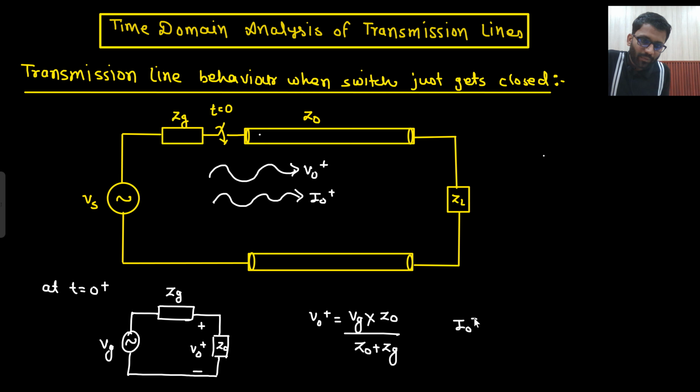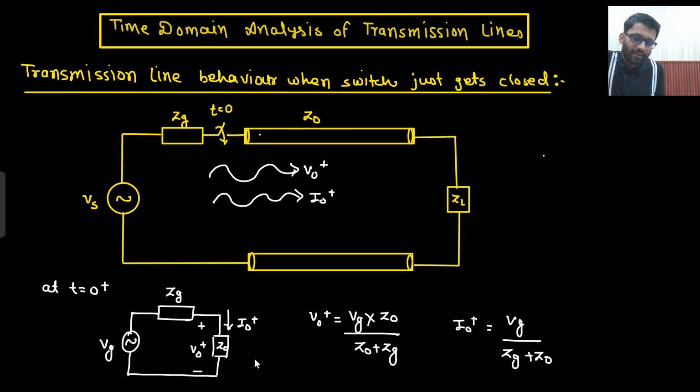And what will be my I naught plus? My I naught plus will be Vg upon Zg plus Z naught. Basically, V naught plus divided by I naught plus is equal to Z naught. So V naught and I naught, V naught plus and I naught plus both are seeing Z naught. So I just replaced my transmission line with Z naught. From there I could get the value of V naught plus as well as I naught plus, and if you divide both of them, you will get Z naught only, that you can directly see.